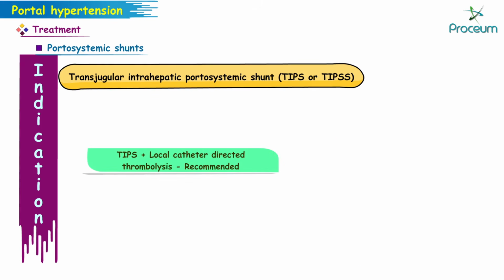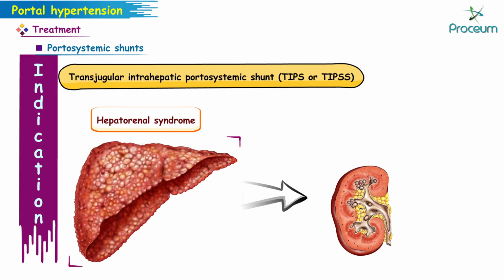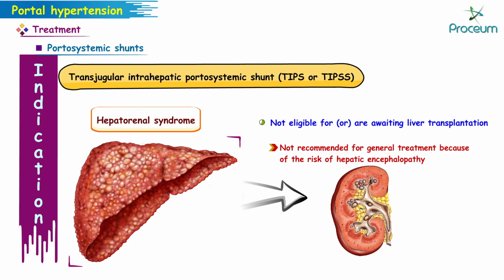TIPS, when combined with local catheter-directed thrombolysis, is recommended, as combining these two procedures will lead to sufficient portal blood flow, an effective shunt volume, and reduced portal pressure. Patients with hepatorenal syndrome who are not eligible for or are awaiting liver transplantation can also benefit with TIPS. However, this procedure is not recommended for the general treatment of hepatorenal syndrome because of the risk of hepatic encephalopathy.